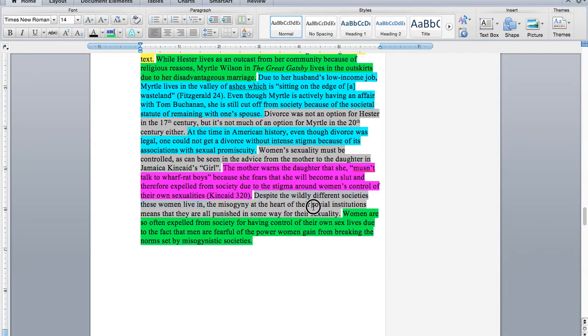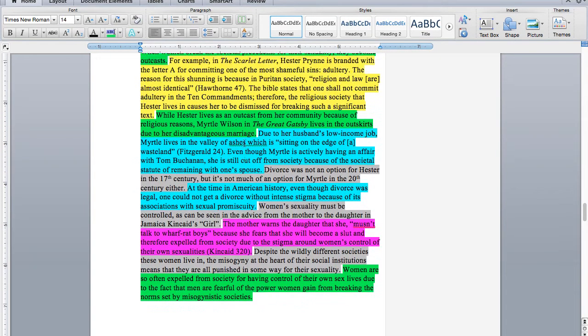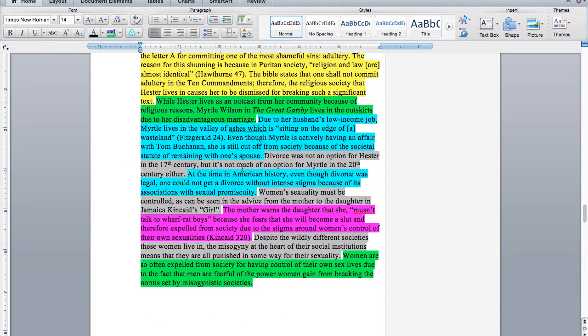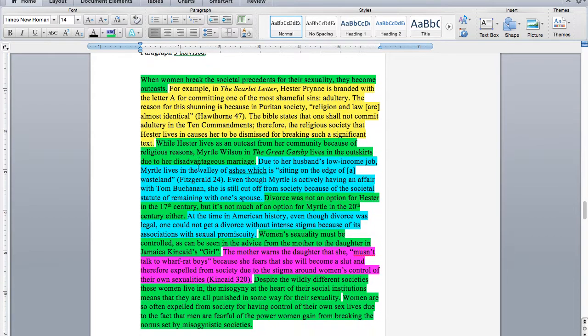And so we're seeing this. I am also highlighting the misogyny at the heart of their social institutions, which connects really well to the final paragraph. So you see how this is kind of woven throughout. All of these moments in gray could actually be highlighted in green, which would then show you just how much I've done here to create synthesis throughout the paragraph and to break up those blocks of text, right? So if you look at the paragraph like this, you see the synthesis throughout.